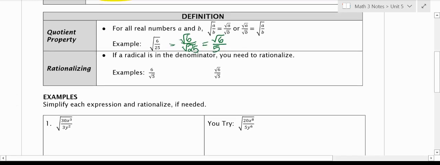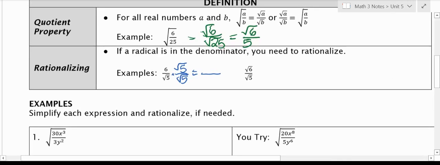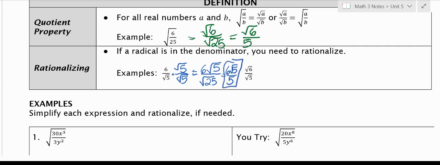For rationalizing, that's when after we simplify, we have a radical in the denominator. So just remember, if you do have a radical in the denominator, that's where we have to multiply the top and the bottom by whatever radical is in the denominator. So in this first example, I would multiply top and bottom by radical 5. We would get 6 radical 5 over radical 25, which is the same as just 6 root 5 over 5. And that would be my final answer.